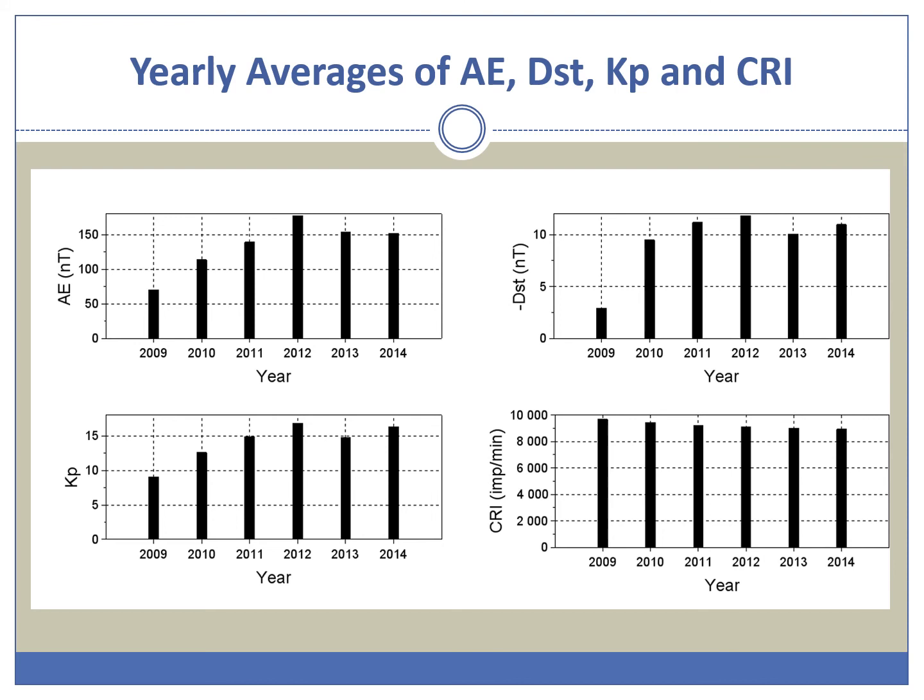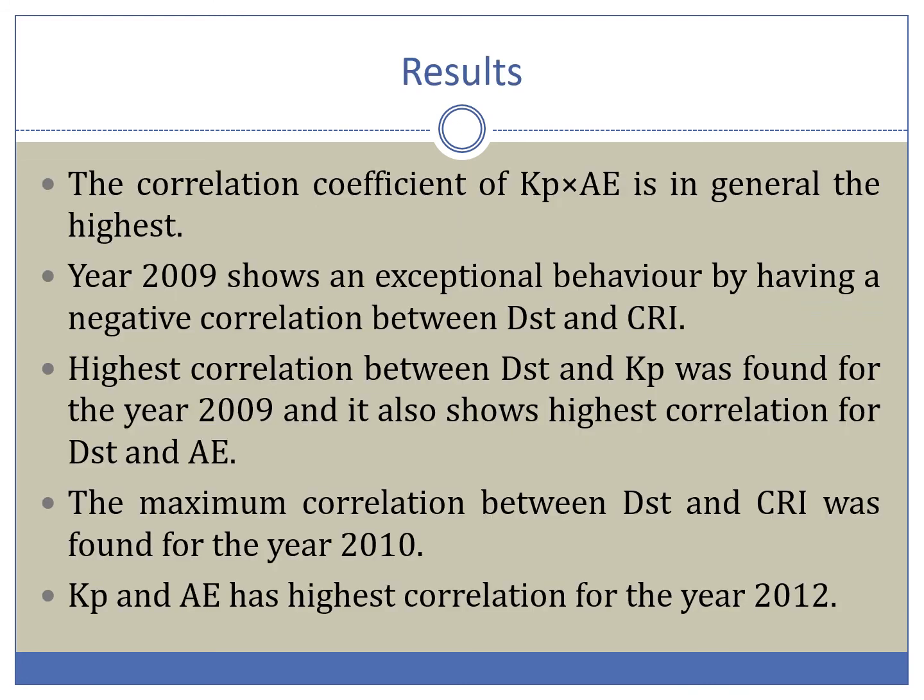The average of Kp is higher for the year 2012 following the trend of AE, to which it is in general better correlated. The yearly average of CRI is found to be greatest for the year 2009, that is at the minimum of the solar cycle. The study reveals that the correlation coefficient of Kp and AE is in general the highest. Year 2009 shows an exceptional behavior by having a negative correlation between DST and CRI.